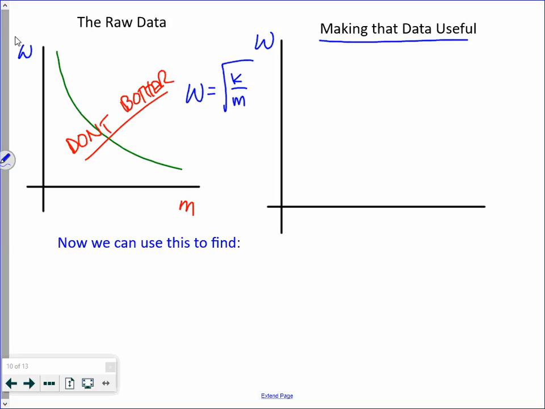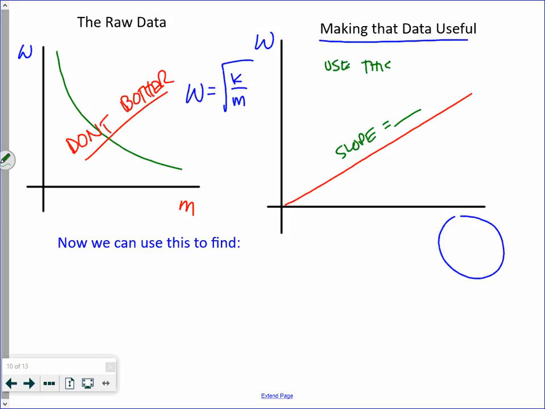So we're going to make this data useful. All right, you're going to put omega there. Then the question is, what goes here such that you get a straight line? All right, now we make straight line graphs because the slope, in many cases, is going to be of some value. And in particular, you're going to use your graph to find spring constant.